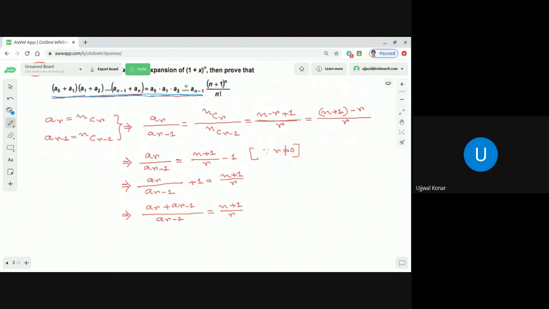Then A1 plus A2 by A1. What I'm saying is that in the entire expression, what you need to prove is that A0 plus A1 divided by A0 into A1 plus A2 divided by A1, and so on up to an minus 1 plus an divided by an minus 1, should be equal to n plus 1 power n divided by n factorial. And that you can easily get if we call this equation 1, apply the values r equal to 1, 2, 3 up to n, and multiply.